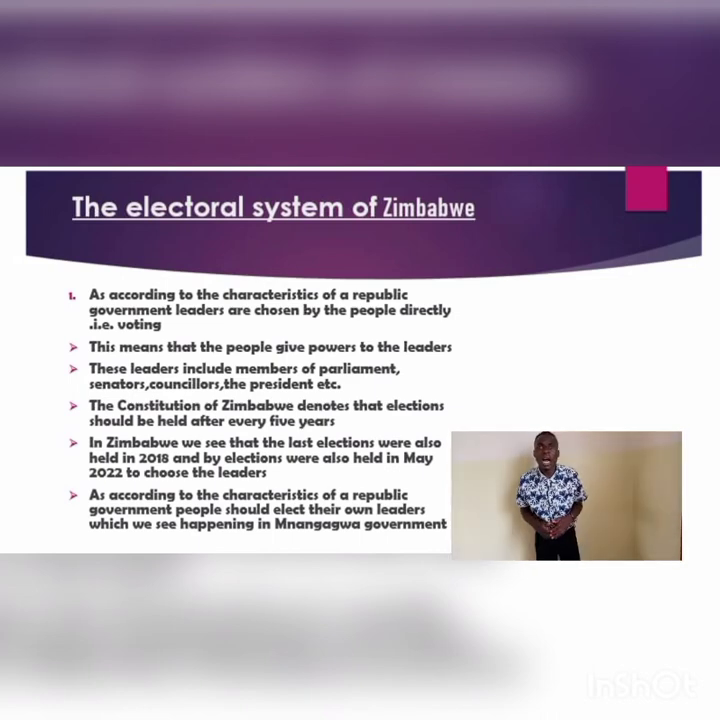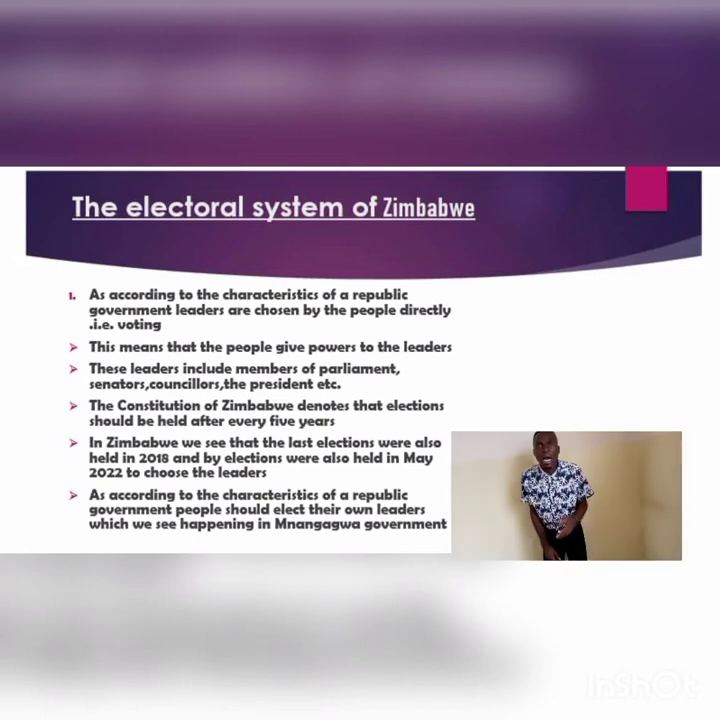In Zimbabwe, elections are held after every 5 years. Those who win are able to represent the citizens. We see that according to the characteristics of a republic government, people should elect their own leaders, which is happening in Mnangagwa's government. So by this conclusion, we can say the government of Mnangagwa is a republic, since elections are also held and the representatives are chosen by the people. They are the ones who elect the representatives.